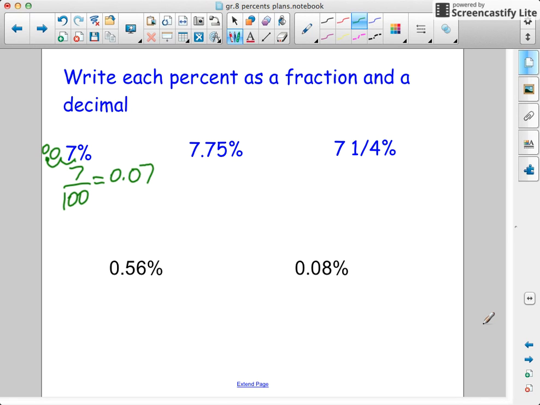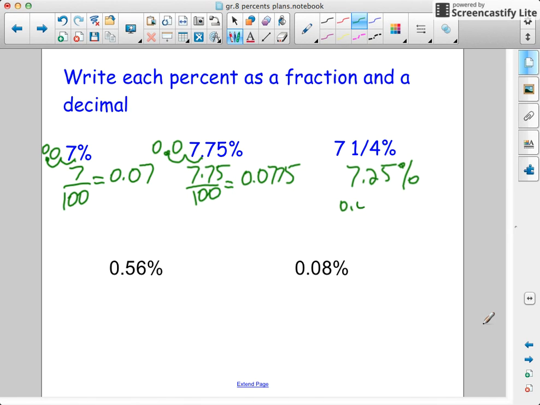Okay, so if you have this next one, 7.75%, it's still out of 100. So if you're dividing that, you end up getting 0.0775 as a decimal. Or move it 2 places, put the decimal point. Okay, 7 1/4 is the same as 7.25. So percent, move the decimal 2 places, or it'd be 7.25 over 100, so 0.0725.